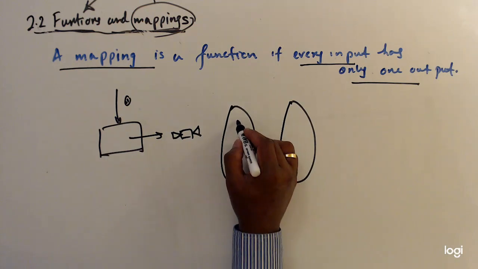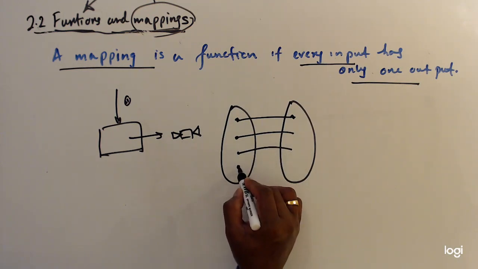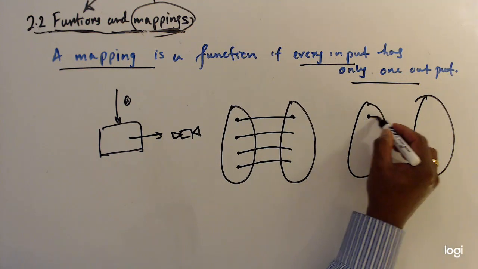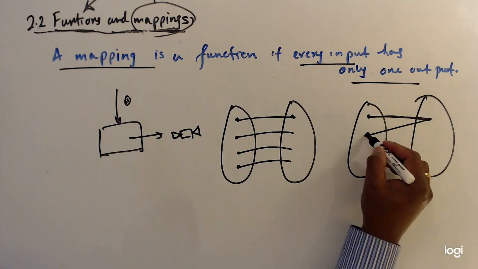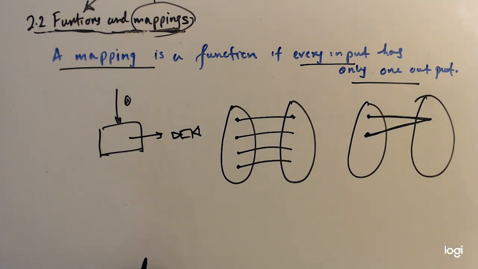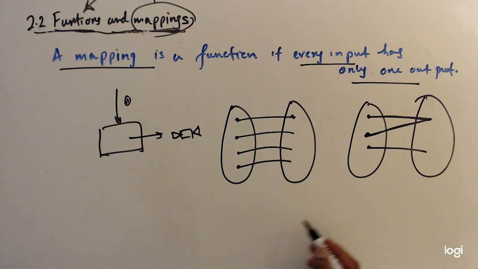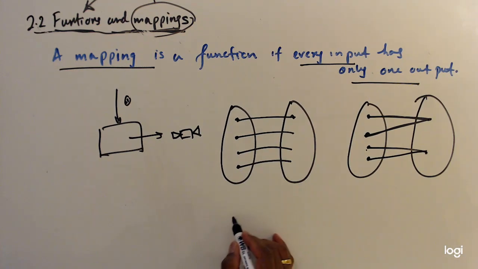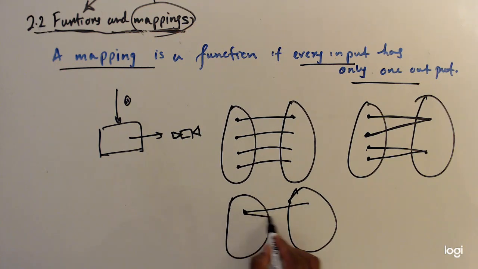In terms of mapping, one coin, one sweet; one coin, one sweet; one coin, one sweet. This is also right. Unfortunately, this is the same sweet, but it doesn't matter. One coin, one sweet; one coin, one sweet. But this mapping doesn't work: one coin, two sweets.